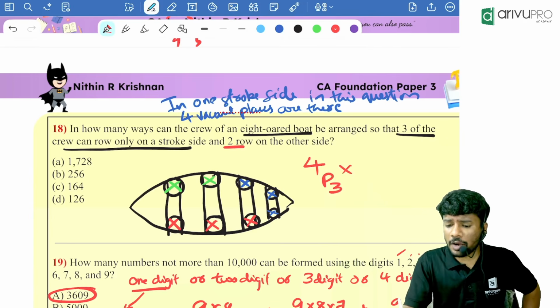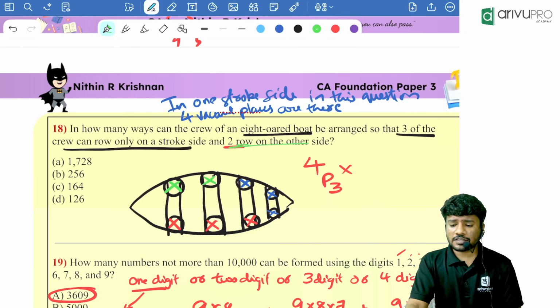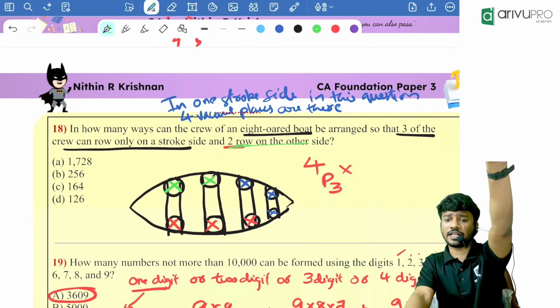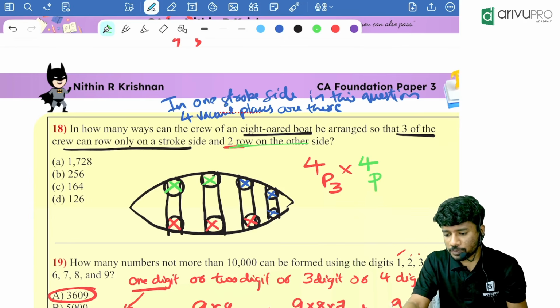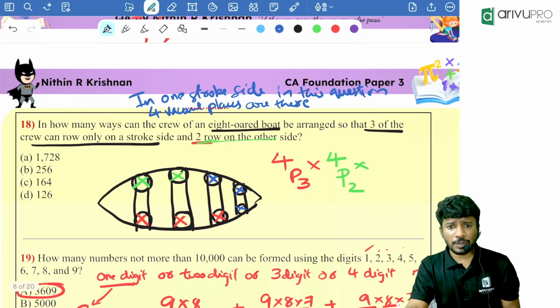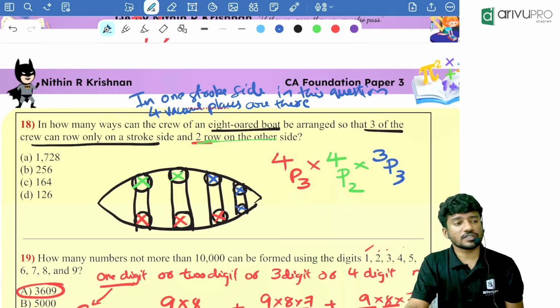And means multiplication. Now people, 2 of them row on the other side. 2 of them row on the other side means how many vacant places are there on the other side? 4 vacant places. How many ways can they sit? 4p2 ways, into. Now people, 3 vacant places are there and 3 people are to be seated. How many ways can they be seated? 3p3 ways.